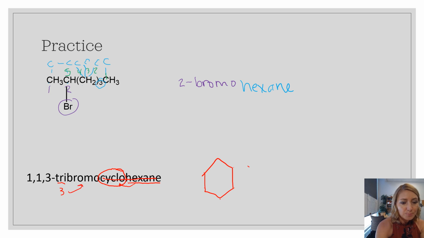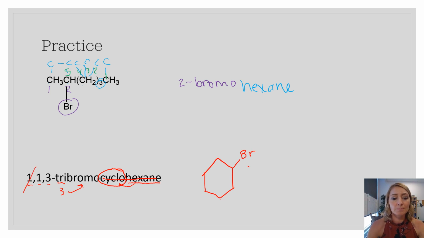Next, I see that we have tri means 3. We have 3 bromines coming off of this structure, and it's in positions 1, 1, and 3. Notice the repetition. You have to say, even if they're on the same carbon, you have to address that 2 of those bromines are on carbon number 1. I'm the boss. I'm drawing this. I get to put my carbon number 1 wherever I want. I like putting mine over on the right-hand side. So there's carbon 1.